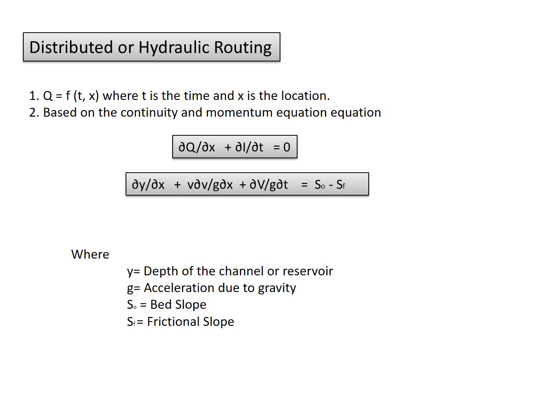The second is based on the momentum equation, where S0 is the bed slope and SF is the frictional slope. We have already discussed that this one is much more complicated as compared to the lumped model. So we usually do not use this type of technique for flood routing in hydrology.